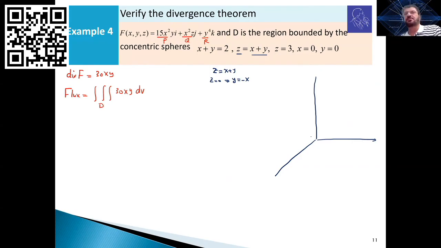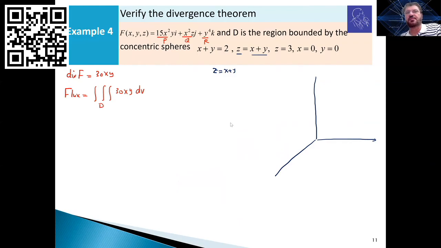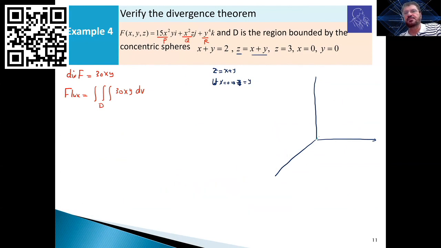All right. Actually, let me remove that one. I prefer to graph it in a different way. Let's focus on z. Let x equal 0. So what do we get? We get z is equal to y. Where is z equal to y? Let me make it in a different color. Here it is. This is z equal y.